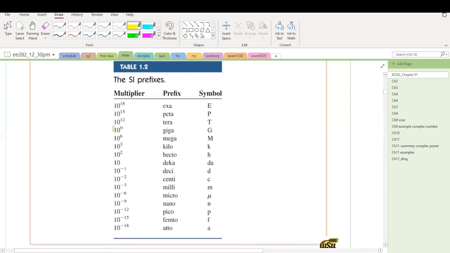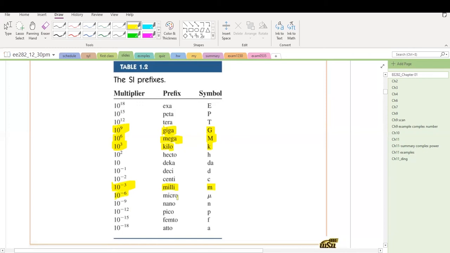One of the typical ones is giga. We know the gigabyte hard drive, that's 10 to the power of 9. And mega, megabits, megabytes, the symbol is big M. Kilo, we know kilometers, kilograms, the symbol is k. Next typical one we use is milli, so millimeters, milligrams, the symbol is m.